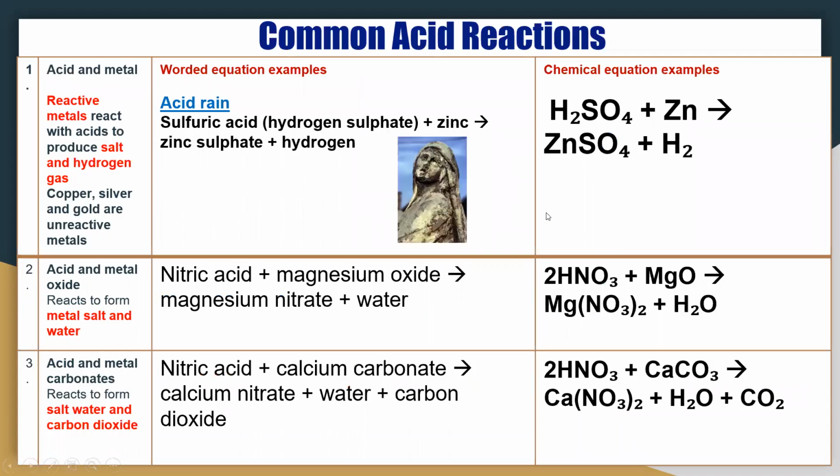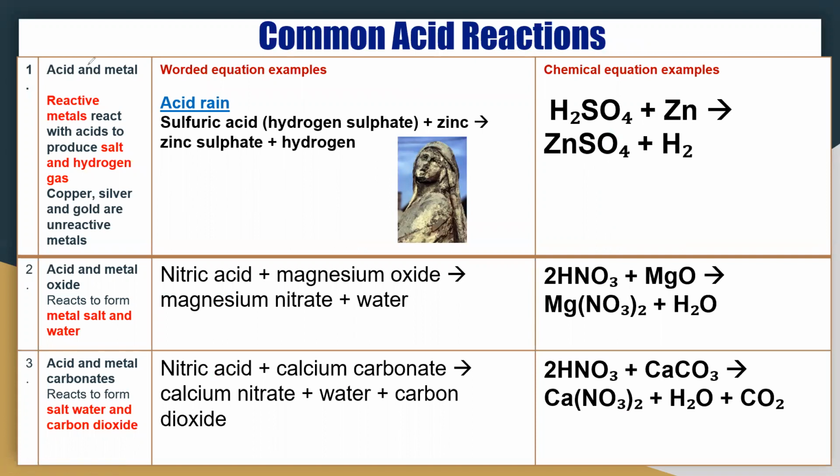Okay, all right, guys. So like I said, on Monday we're going to go through some examples of common acid reactions. We have a worksheet for that. There are three main types of acid and metal reactions. These are the three main types we learn about.